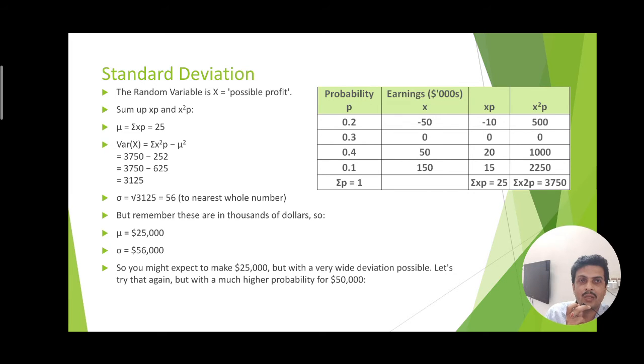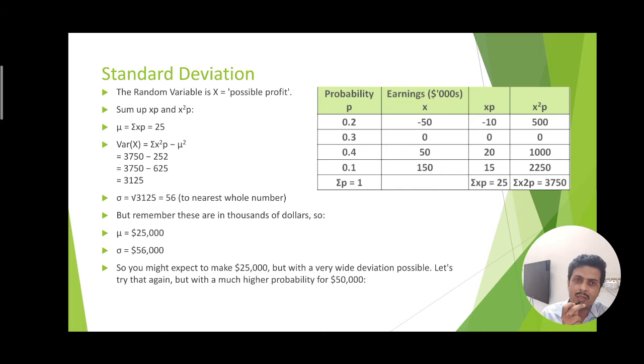Now here, for all the losses as well as no loss, as well as profits, all the cases are shown, and the corresponding products xp and x square p you have found, and their summation is also found. So it is easy to derive the statistical mean as well as variance, as we have discussed in the last slide. So it shows that the statistical mean is $25,000 for the large deviation of $56,000.